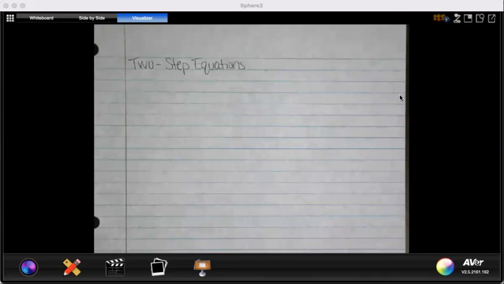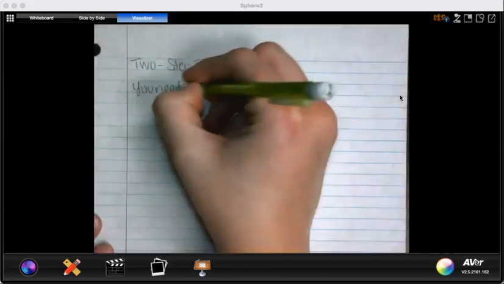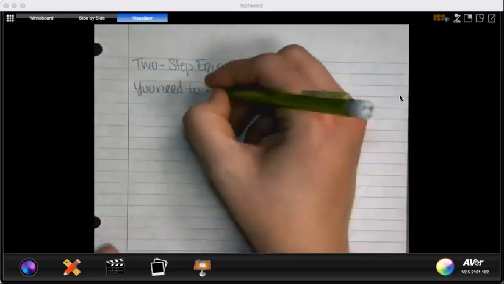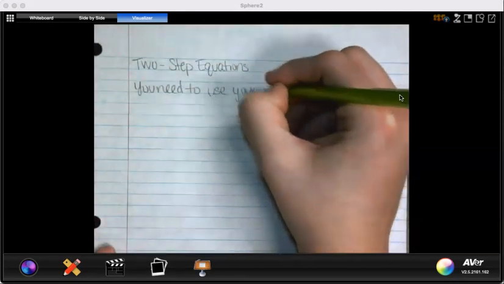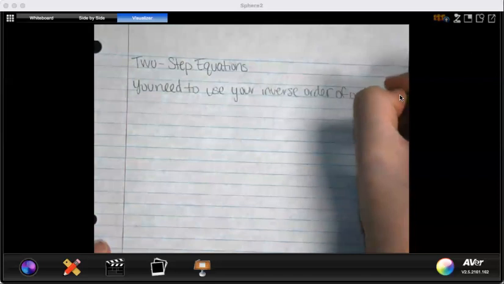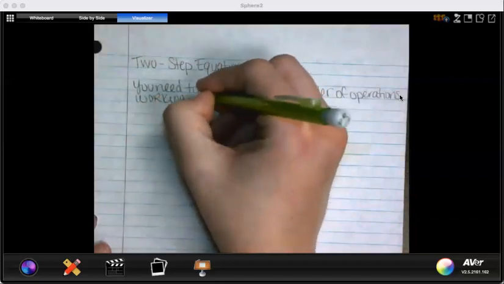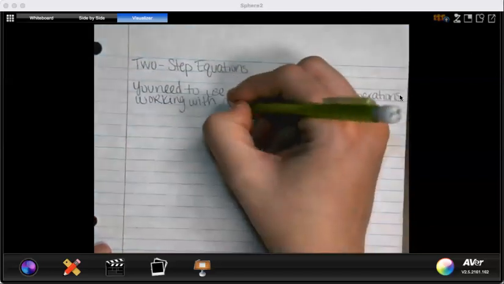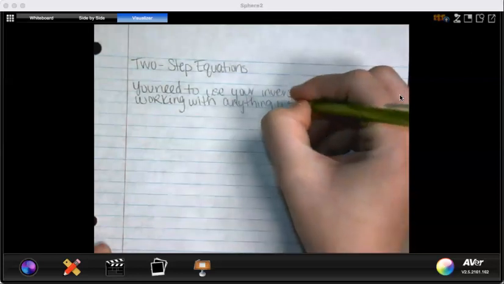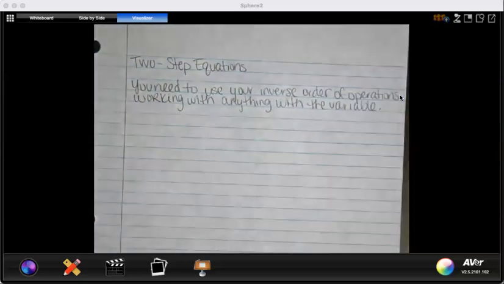Now, when we have two-step equations, that means we're obviously going to have to do more than one step, but what matters is the order in which you do those steps, okay? And so you need to use your inverse order of operations. You need to use your inverse operations with anything working with the variable.